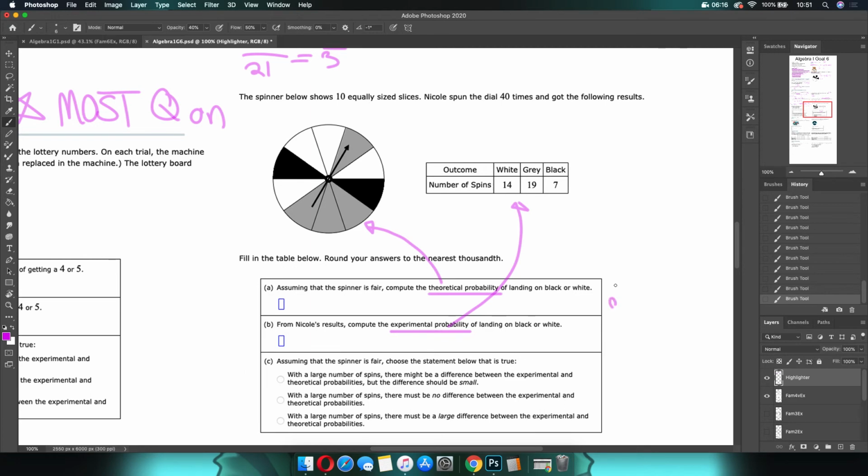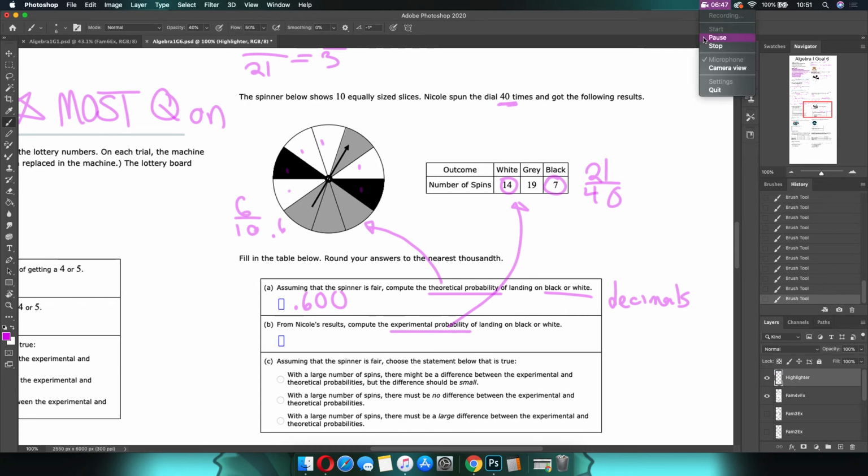And this one specifically, they want us to use decimals. Okay? So what are we looking for? Black or white? So 1, 2, 3, 4, 5, 6. 6 out of 10, which is going to be 0.6. So 0.600. They're going to want 3 decimal places for this. Next up, we are told that there are 40 trials. And how many are black or white? 14 plus 7 is 21 out of 40.